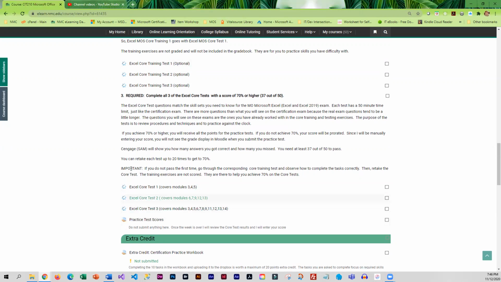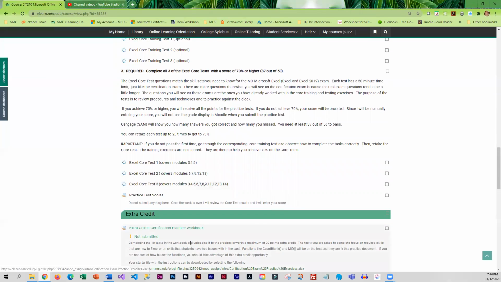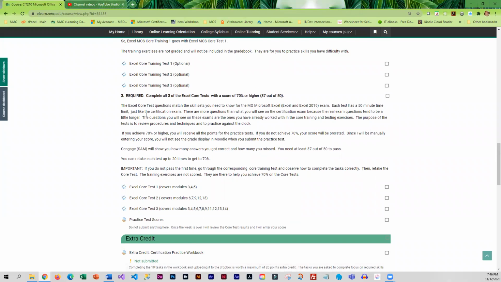So for this little section, it works just like the testing exercises, with a little exception. On these, you only have to get 70% or higher, because on the Microsoft Office test, the certification exam, you only need 70%. Okay, if you get 70%, I'm going to give you all the points. If you don't get 70%, your score is going to be prorated, just like it will be for the final certification exam. So I'm going to be manually entering the score for these in this little drop box.